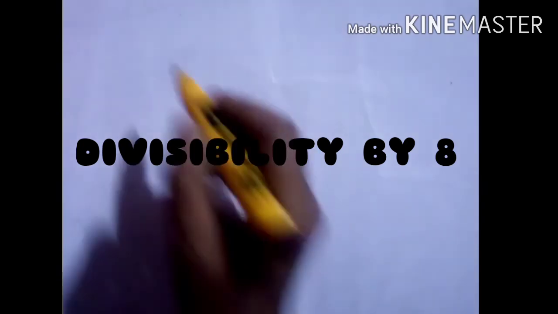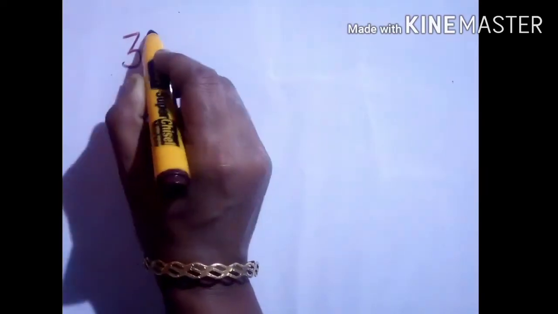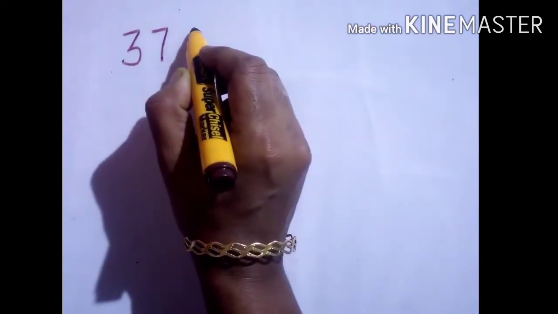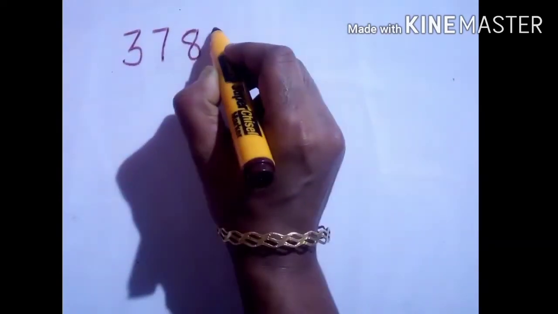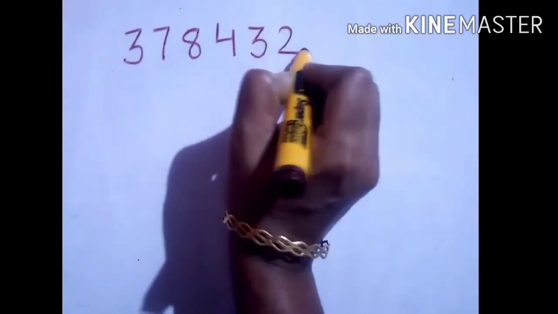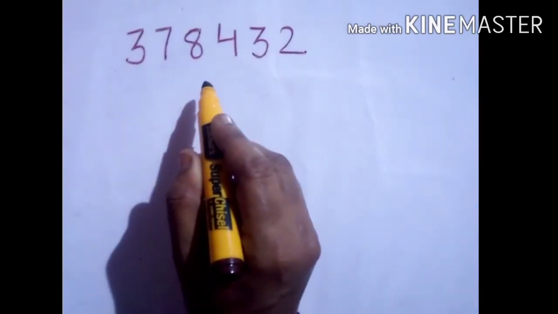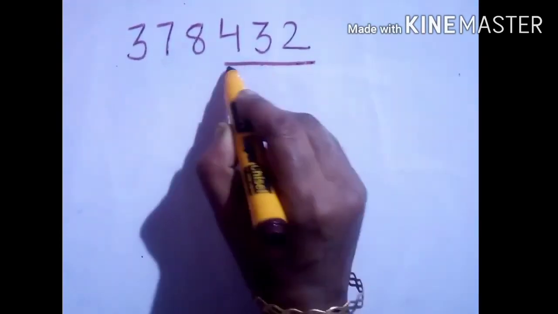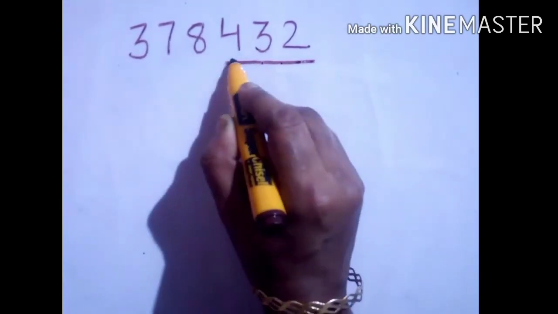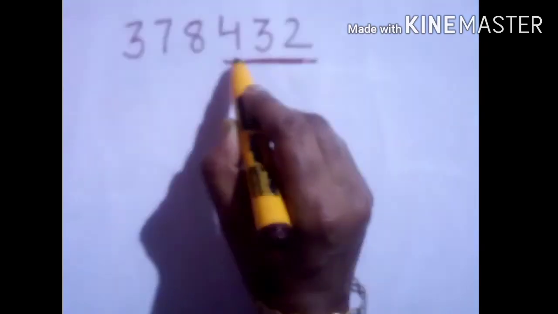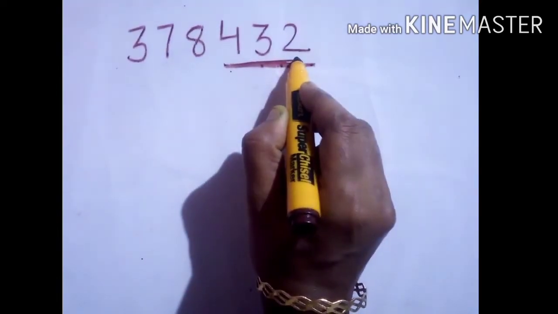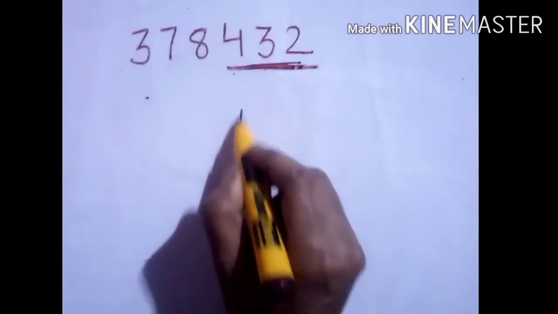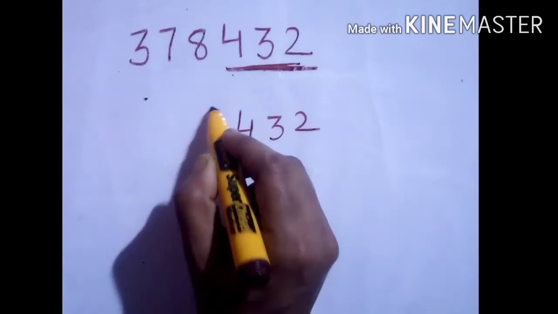I'll take 3,78,432. In this, the ones, tens and hundreds place digit is 432. That is 432. So if this number is divisible by 8, then the whole number will be divisible by 8. So let us check 432 whether it is divisible by 8.